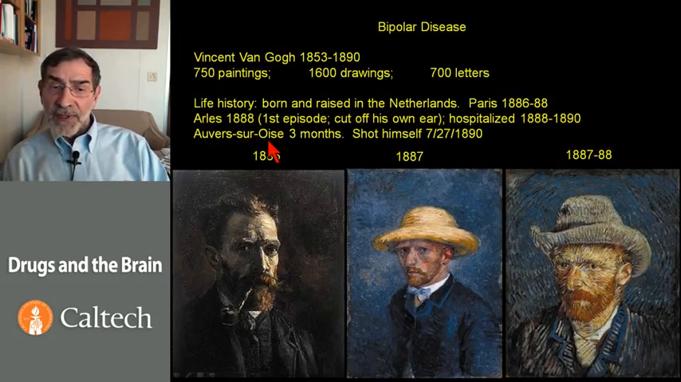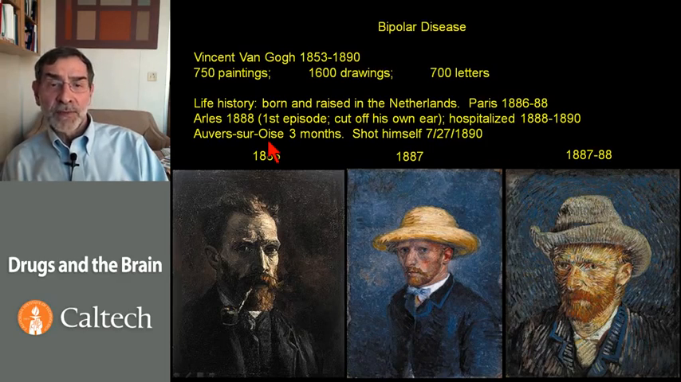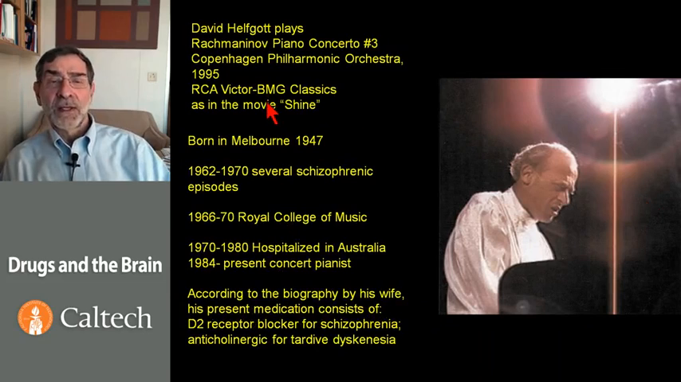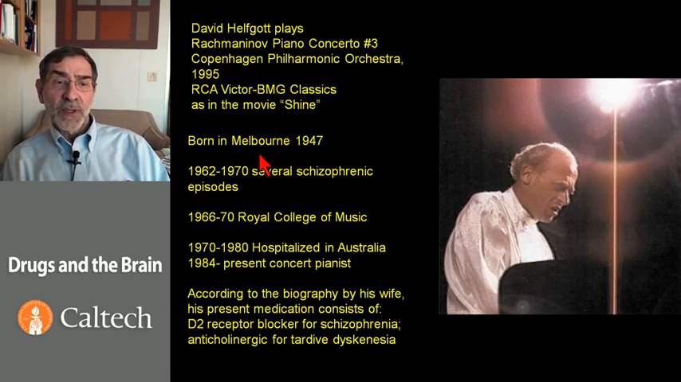A good example of a patient with probable bipolar disease was the painter Van Gogh, who had a meteoric, unfortunately short career, and at the end of that career he did kill himself. So this will be our exemplar bipolar patient. And one of our exemplar schizophrenic cases will be David Helfgott, the subject of the movie Shine, The Great Pianist.